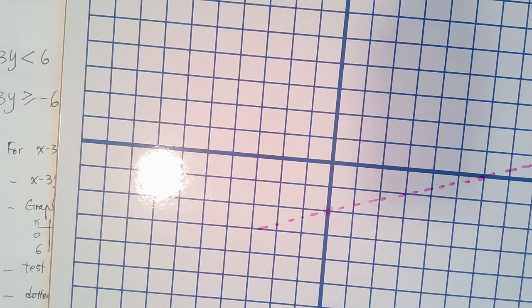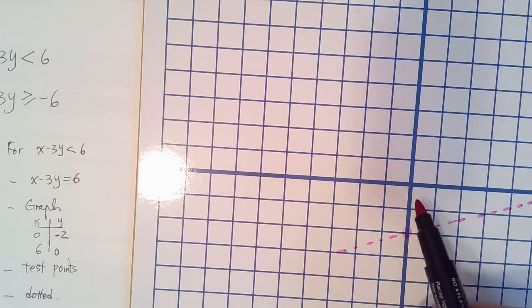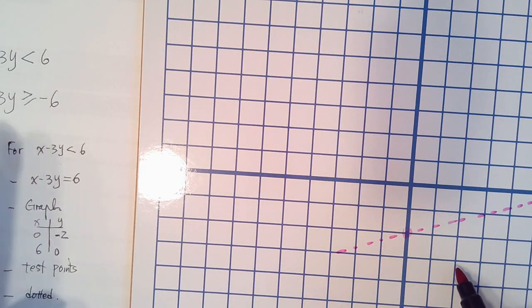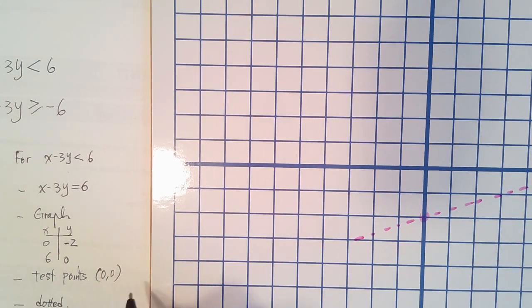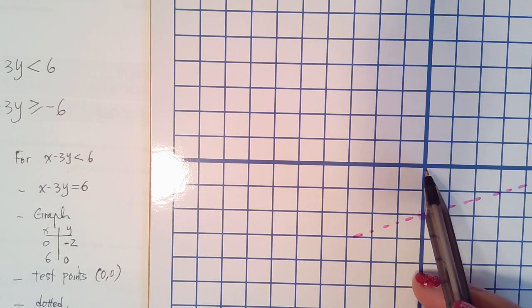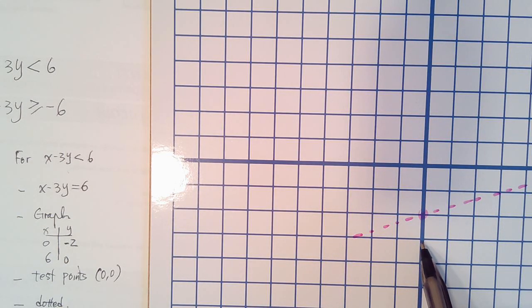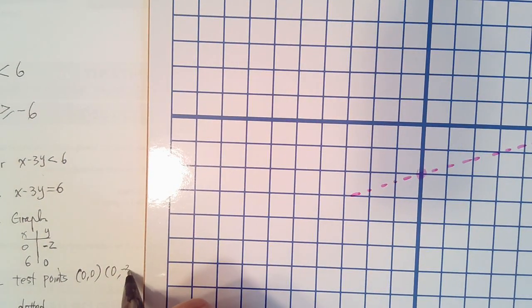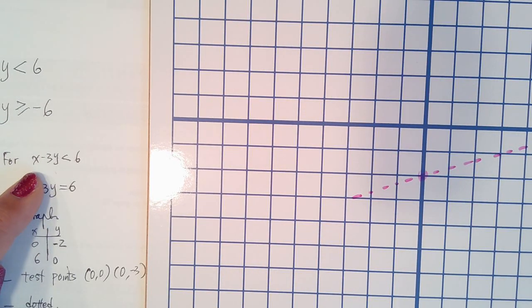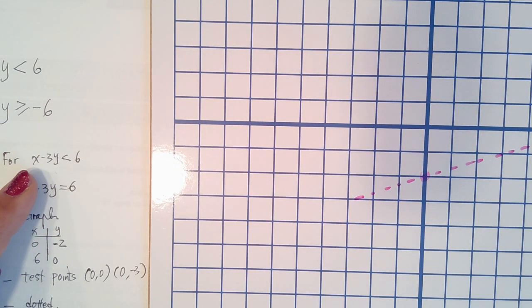Okay, so I got this graph, and then my test point is, let me choose test point. I always like to choose 0, 0, and I'm going to choose another one, 0, negative 3. That's easy. To see whether they satisfy this inequality, if I choose 0, 0, 0 minus 0 is less than 6. So 0, 0 works. That means the whole area should work.